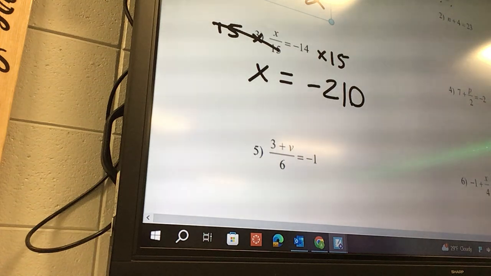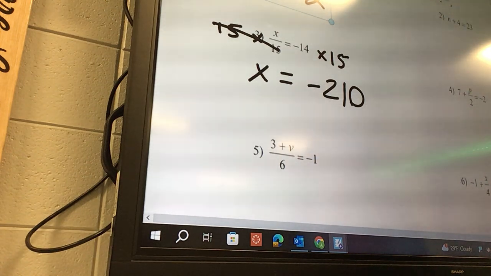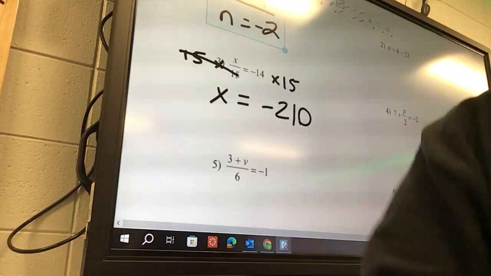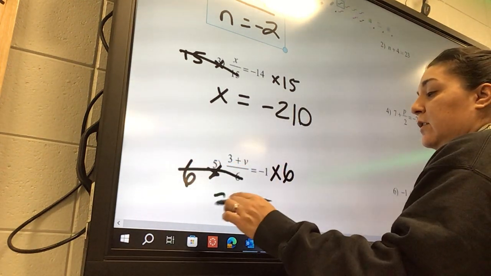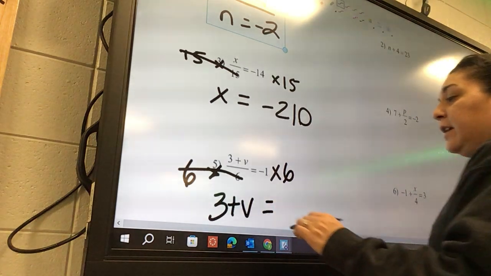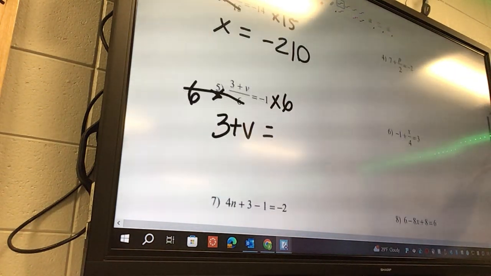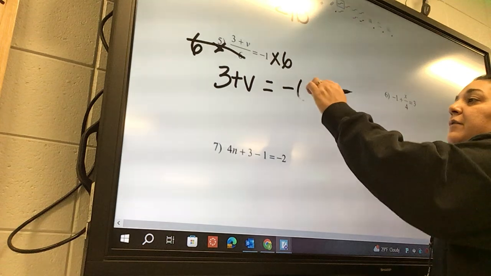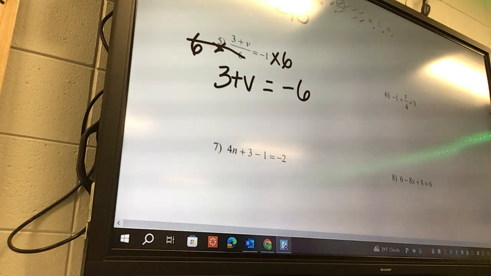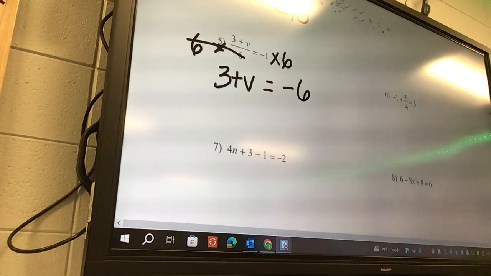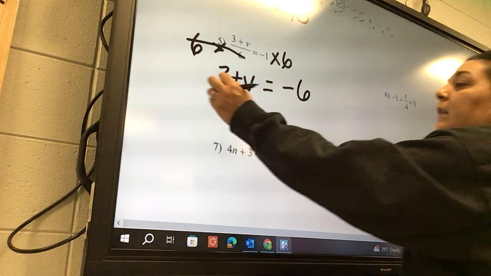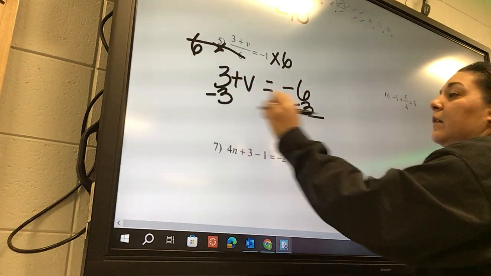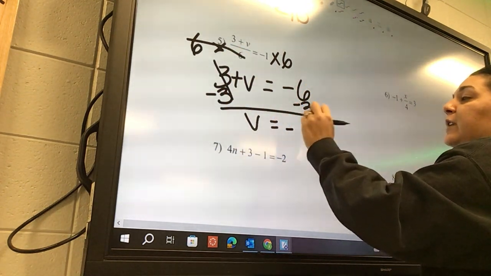The 6. So we need to move him first. So how do I move that 6? Multiply both sides by 6. So we're going to say times 6, times 6. So I got 3 plus v equals -1 times 6 is -6. Then what? -3 on both sides. So we get v equals -9.